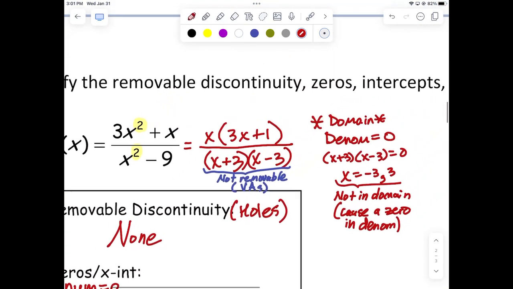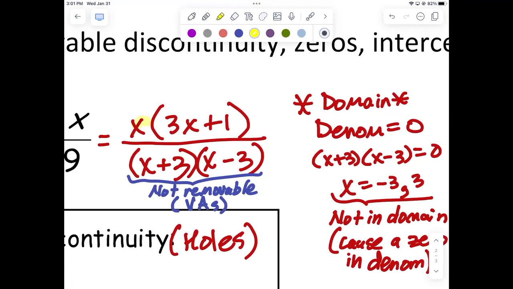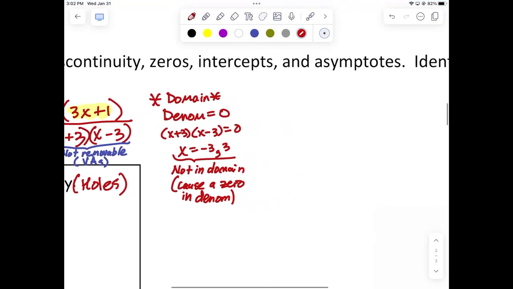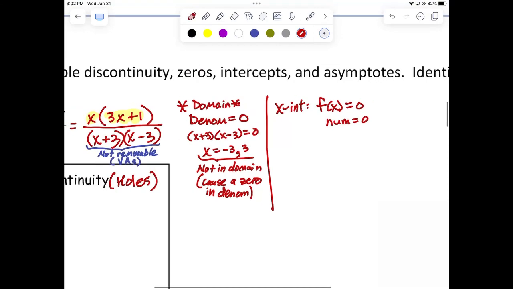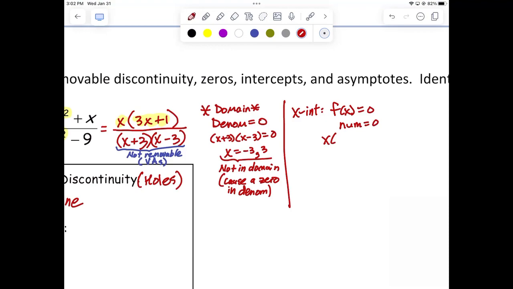All right, so now if we look at the numerator, we have 2 factors in the numerator, don't we? We have x and 3x plus 1. So now for the x-intercepts, I'll do the work right here. We really want to set the whole thing equal to 0. But the whole thing is equal to 0 when just the numerator is 0. So that's going to be x times 3x plus 1 equals 0.